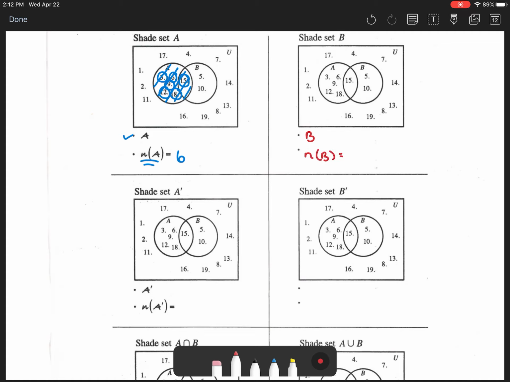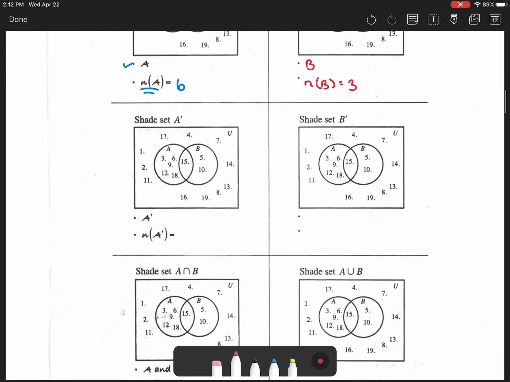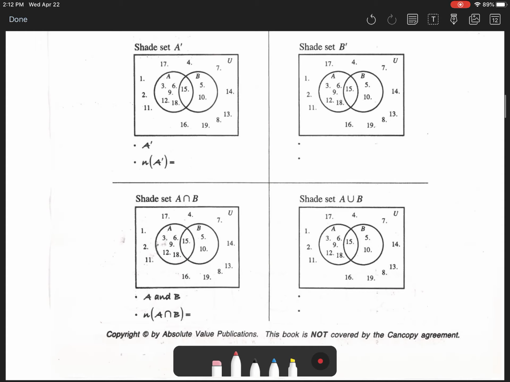In B, they want me to shade set B. So, okay, I notate it with just B. They also want the number of elements in B. So again, n(B) stands for the number of elements in B. So this time, what's inside circle B? Well, 15, 5, and 10. So that is 3 elements, and then I would shade, sorry, everything inside circle B. So there you go. There's set B.